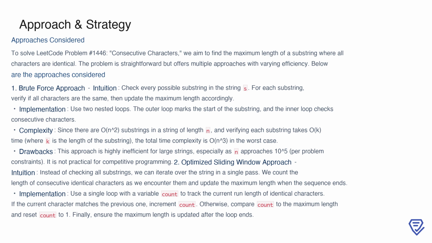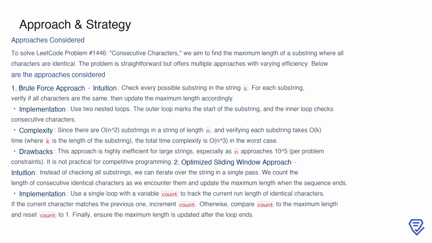However, this is computationally expensive. The number of substrings in a string of length n is n squared, and verifying each substring takes up to k time, where k is the length of the substring. This results in an overall time complexity of n cubed, in the worst case. While this approach is conceptually straightforward, it's not practical for large strings, especially given the constraints of the problem, where n can go up to 100,000.